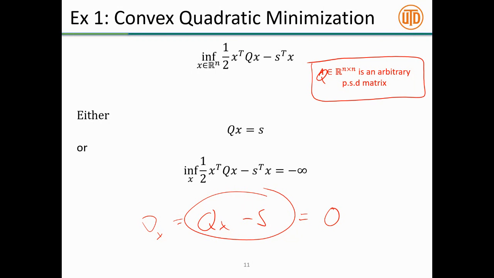So there are two possibilities for this convex optimization problem. Either there is a place where Q times X is equal to S, so that means there's a place where the gradient is equal to 0, or this optimization problem is unbounded, so that the infimum over all possible X is actually equal to negative infinity.